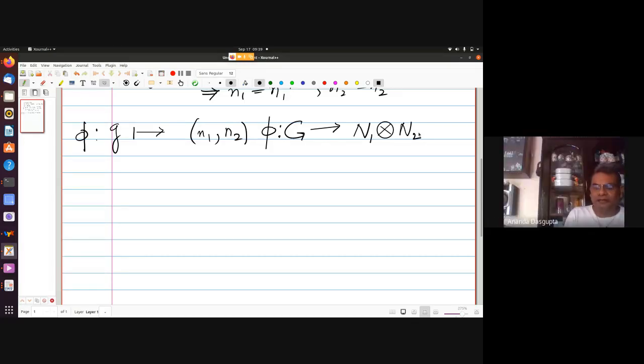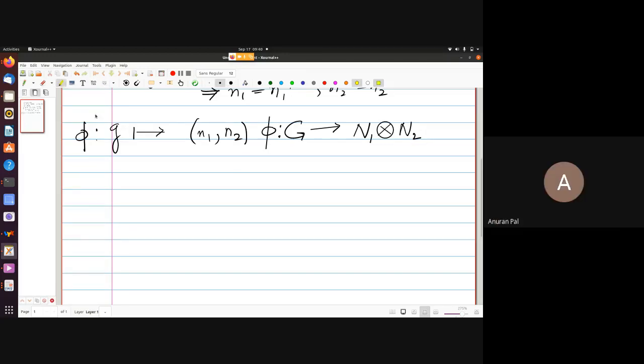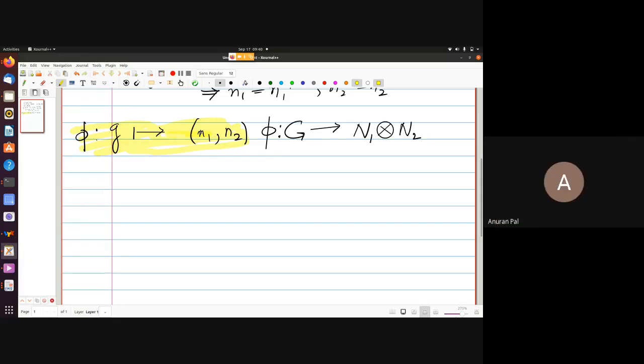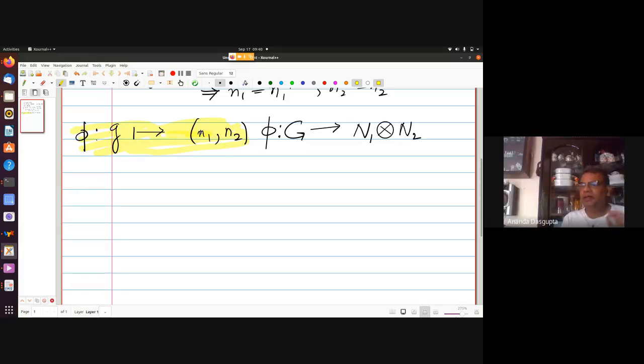Now, using the fact that every g can be uniquely written in the form N1 times N2, I can always define this map where small g maps to this thing. Let me just try highlighting this. This is what I'm saying here. You take small g, you map this to (N1, N2). So this is a map which I have defined from capital G to N1 direct product N2. And in this map, the only ingredient that went in is the fact that N1 and N2 are unique. So this is a well-defined map.